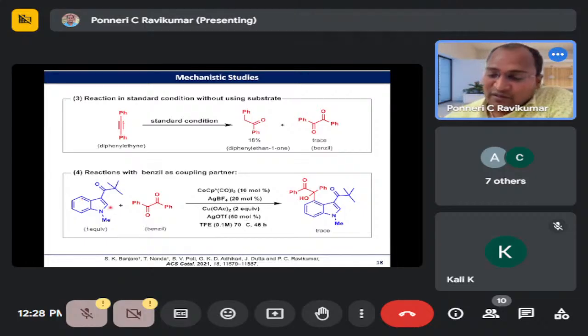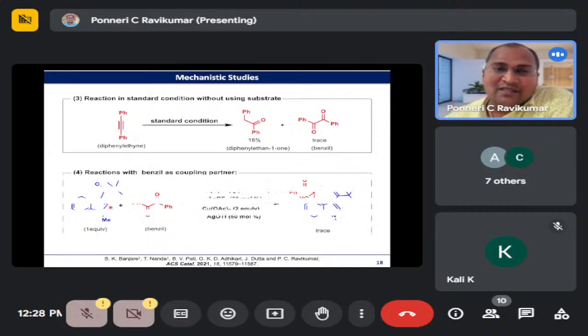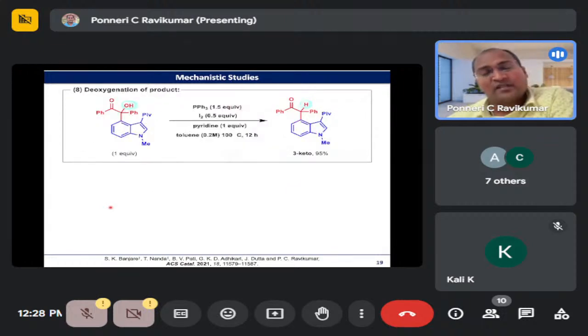So then we decided to do other studies such as derivatization studies. One of the things that we have to do nowadays is that we have to show some applications of the product. So we were trying to do the derivatization of this. This is the product of our reaction. We were trying to do derivatization of this with different conditions.